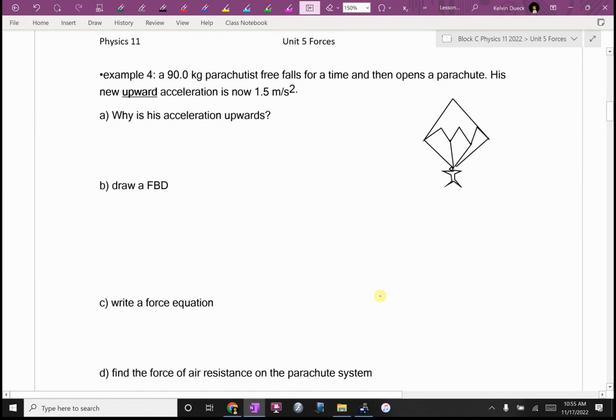For example, example 4. A 90-kilogram parachutist, I mentioned I jumped out of an airplane, free falls for a time and then opens a parachute. His new upward acceleration is now 1.5 meters per second squared. First question, why is this parachutist's acceleration upward? How is that possible? Moving down, but slowing down, acceleration is up. Yes?